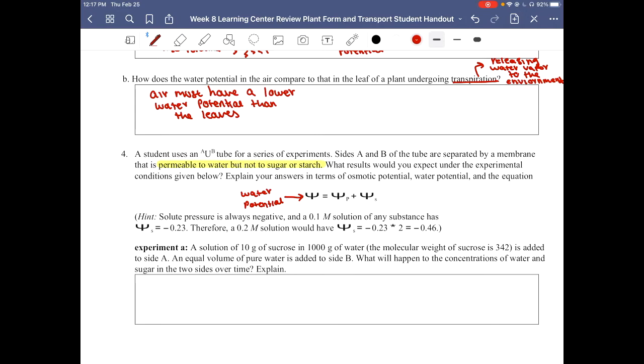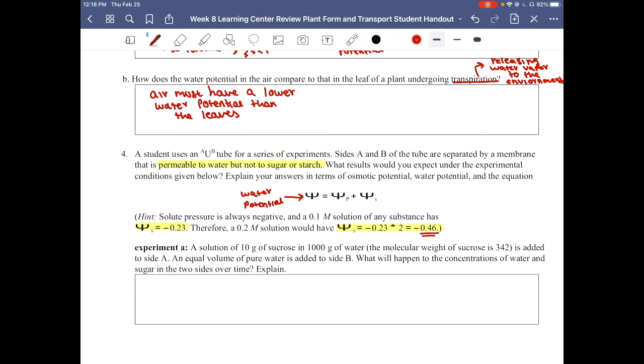Okay, so it looks like the solute potential is always negative, and a 0.1 molar solution of any substance has this solute potential, and therefore a 0.2 molar solution would have negative 23 times 2. So say instead of 0.2 molar, they gave us 0.5 molar, then we would just multiply that to get the value that we want.